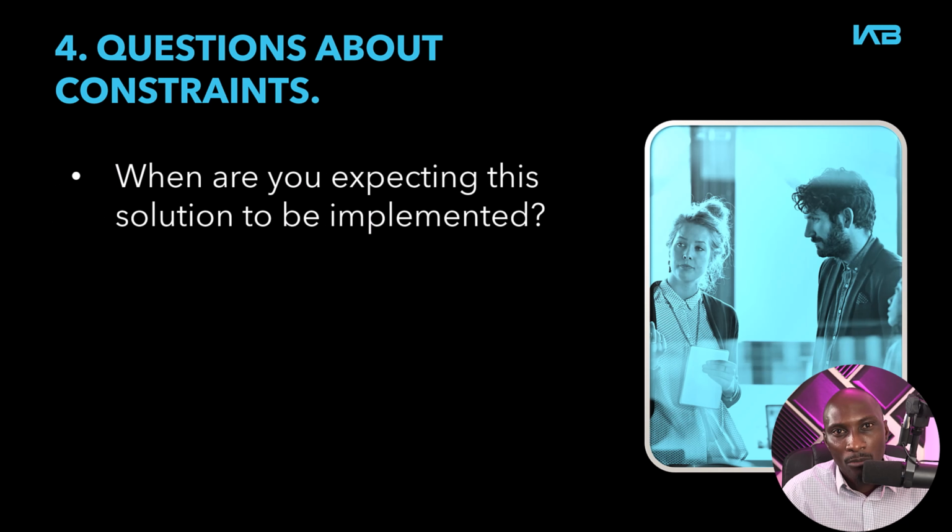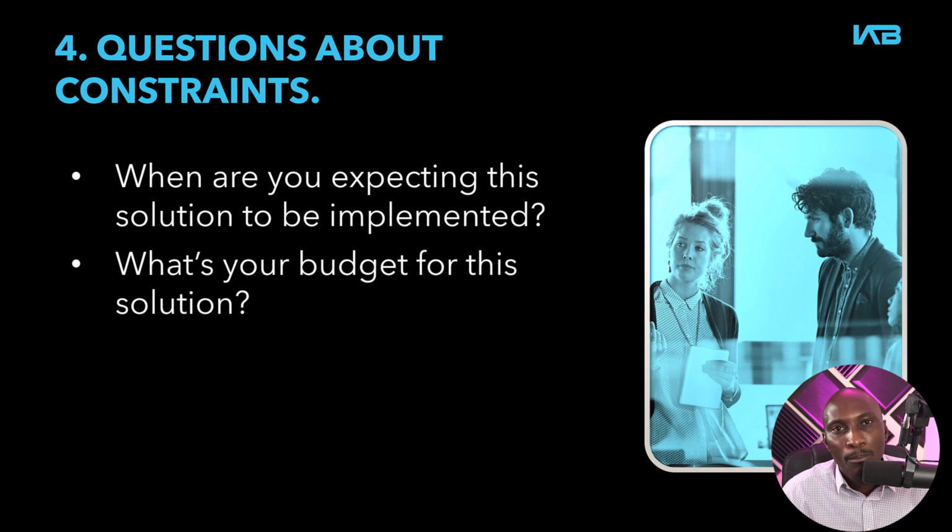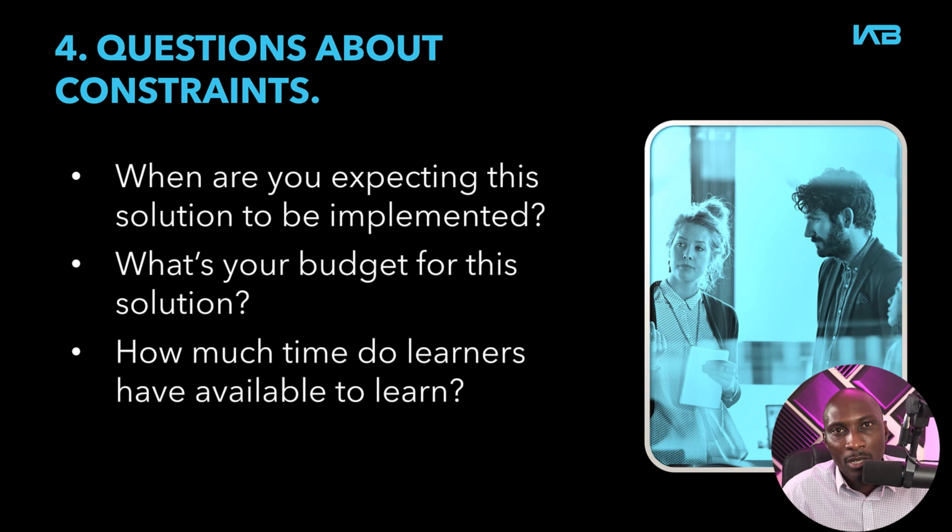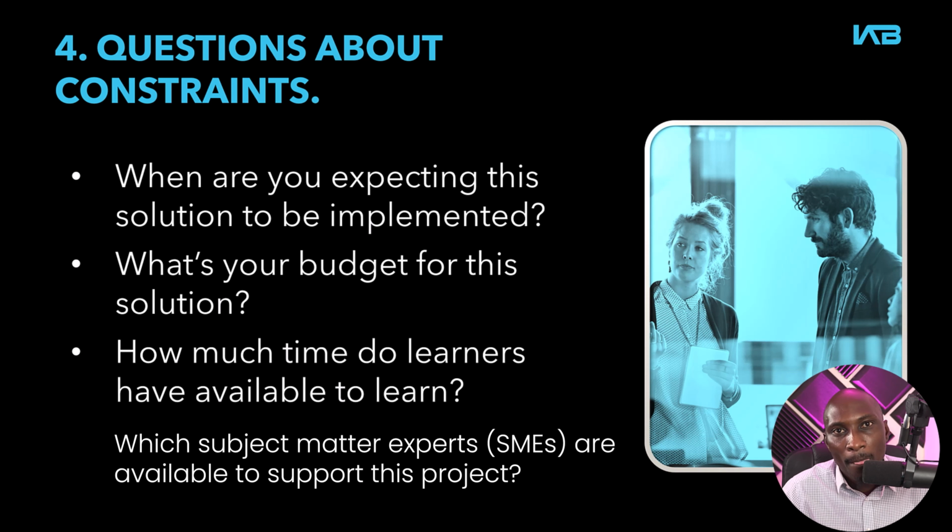And some examples of questions you can ask here include, when are you expecting this to be implemented? This question can give you an idea of how much time you have for your project. Or you could also ask, what's your budget for this solution? Keep in mind that budget here could refer to costs, people, tools, materials, or equipment available. Another question you can ask about constraints is, how much time do learners have available to learn? And you should definitely ask which SMEs are available to support this project. You see, getting answers to all of these questions can really help to steer you in the right direction to finding the right solution for the business.